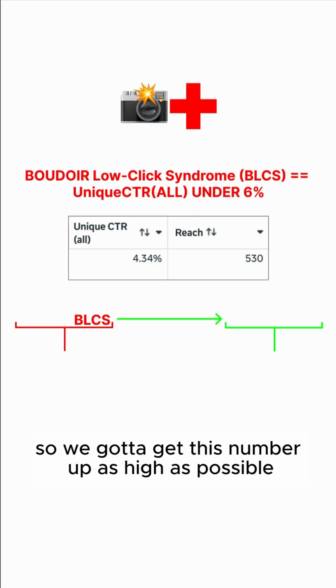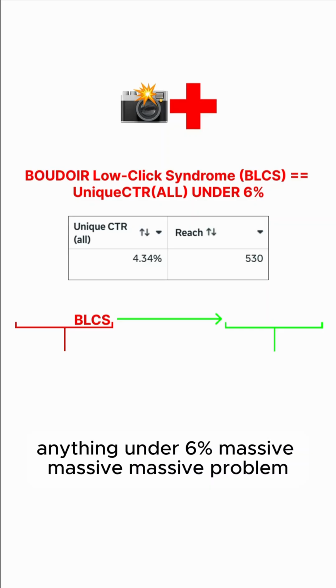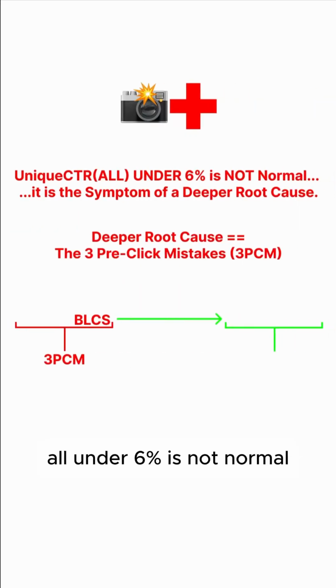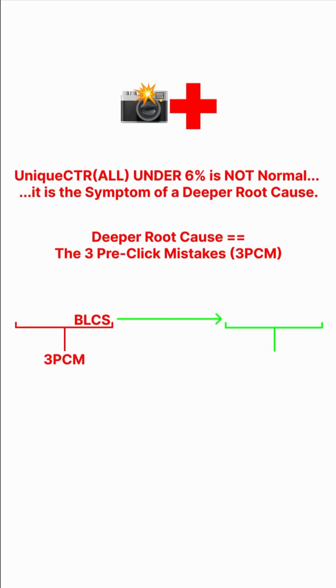So we gotta get this number up as high as possible. 6% is the absolute minimum floor. Anything under 6%, massive, massive, massive problem. And that's because a unique CTR all under 6% is not normal. It is a symptom of a deeper root cause. And that deeper root cause is the 3 pre-click mistakes.